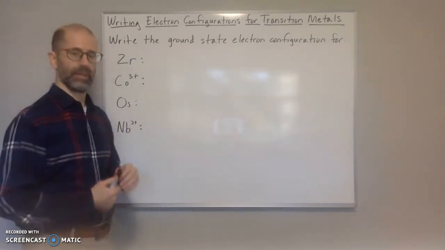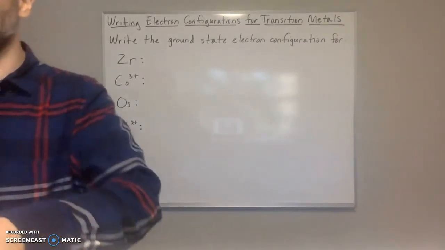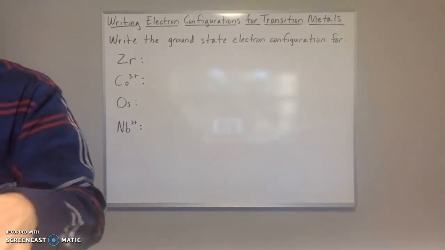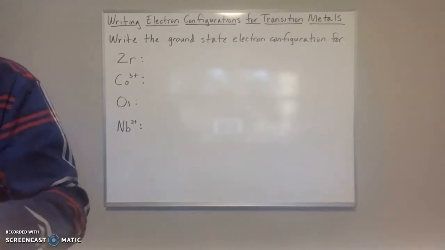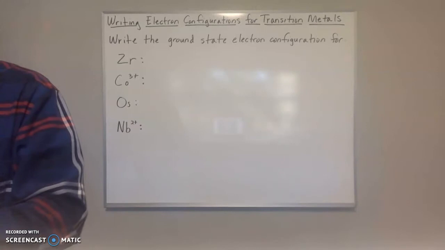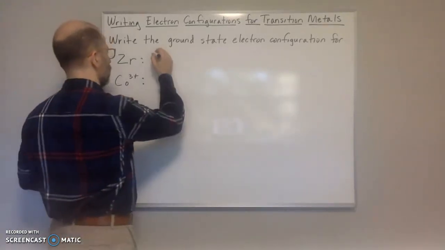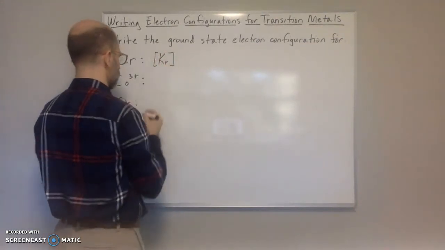So let's start with number one. We have zirconium. We're going to have to look up in the periodic table the noble gas that comes just before Zr. Okay, Zr, that's going to be krypton. So we're going to start with Kr in square brackets.